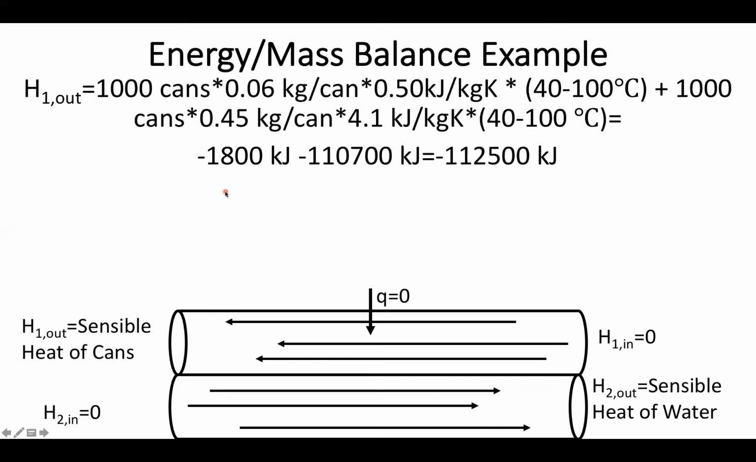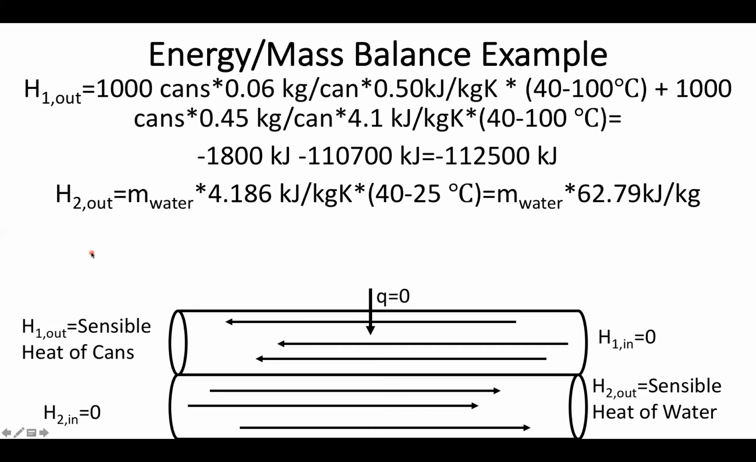So this means that the metal has lost about 1.8 megajoules, and the soup itself lost about 110 megajoules of energy. So again, most of the energy is going into cooling down the soup itself and not the cans, for a net decrease in energy of 112 megajoules. Now that energy had to go somewhere, and it went into the water.